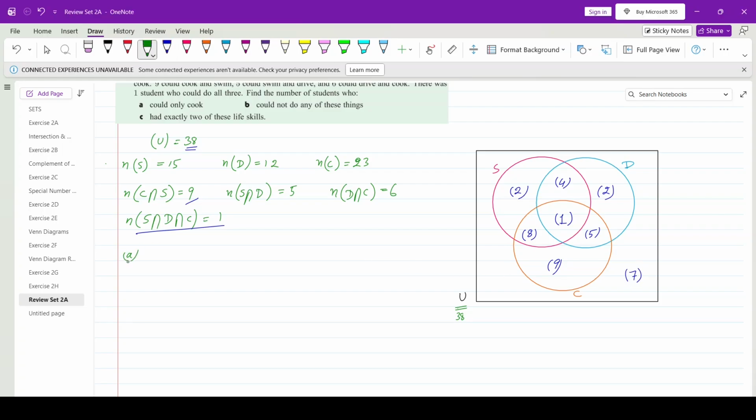Now the question is asking, find the number of students who could only cook. Only cook is 9. Could not do any of these things. That is 7 from here. Had exactly 2 of these life skills. So exactly 2 is going to be this number, and this number. That is going to be 8 plus 4 plus 5. 17 is the answer. That's all for this exercise. I'll see you in the next session.